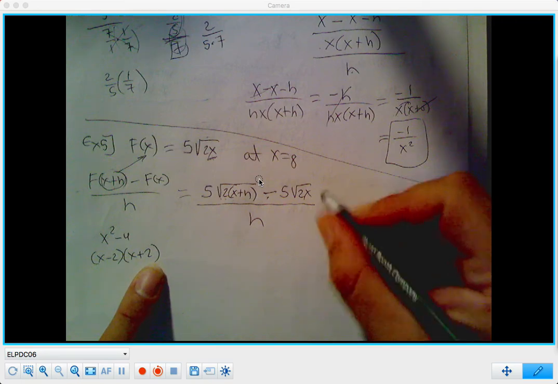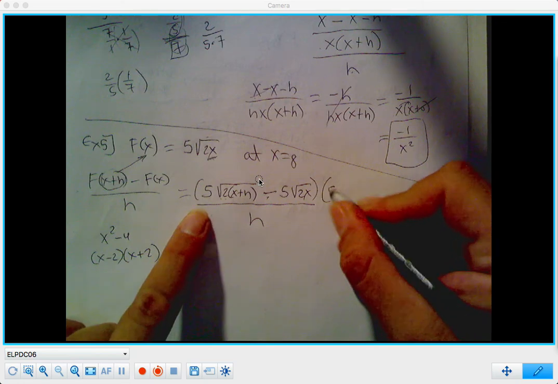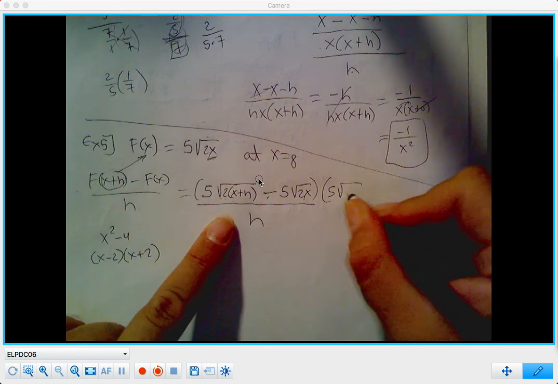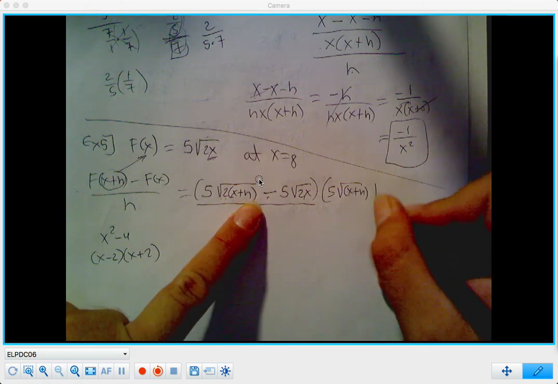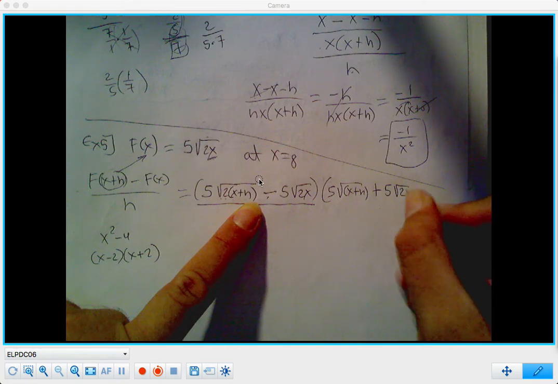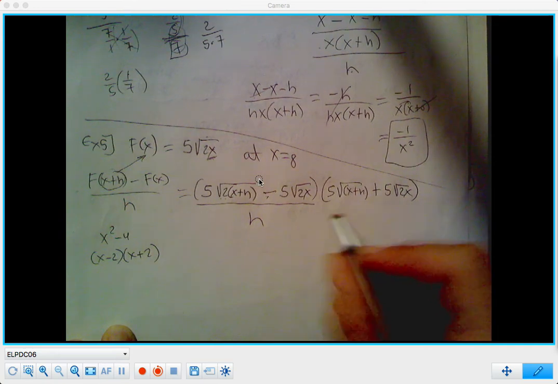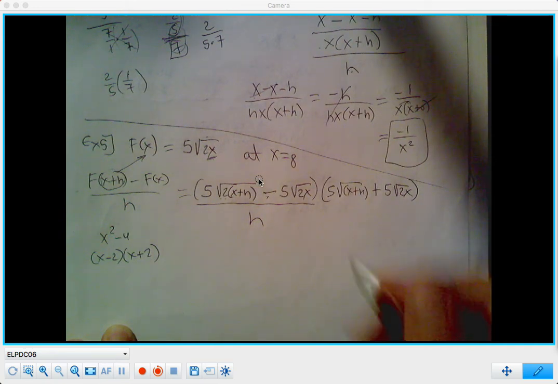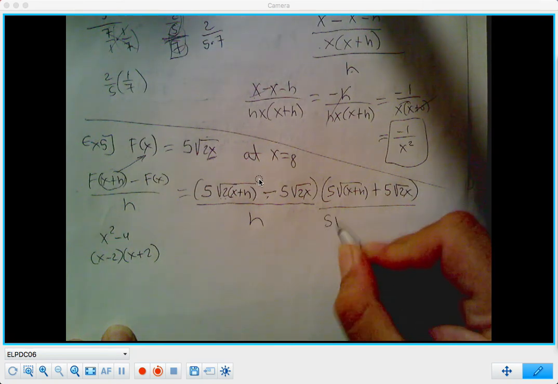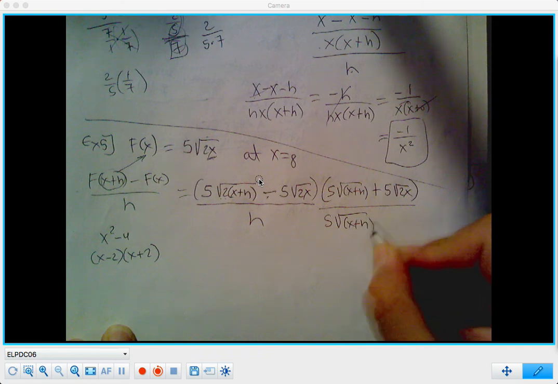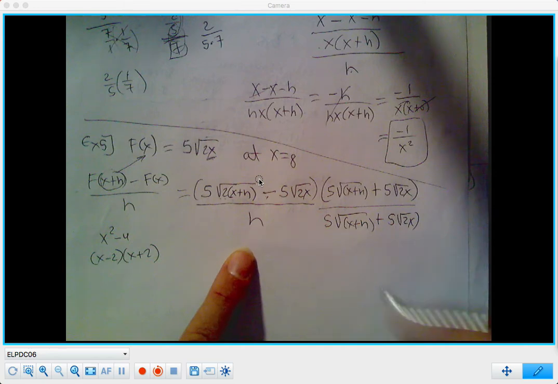Let's see if that works. So I'm gonna put it in parentheses, and then I'm gonna copy exactly the same thing. 5 and then square root of 2 times x plus h, and then instead of the minus I write a plus, 5 square root of 2x. But remember, whatever you do to the bottom, you have to do to the top. In this case, whatever you do to the top, you have to do to the bottom, so I have to copy it here. And then plus 5 square root of 2x.